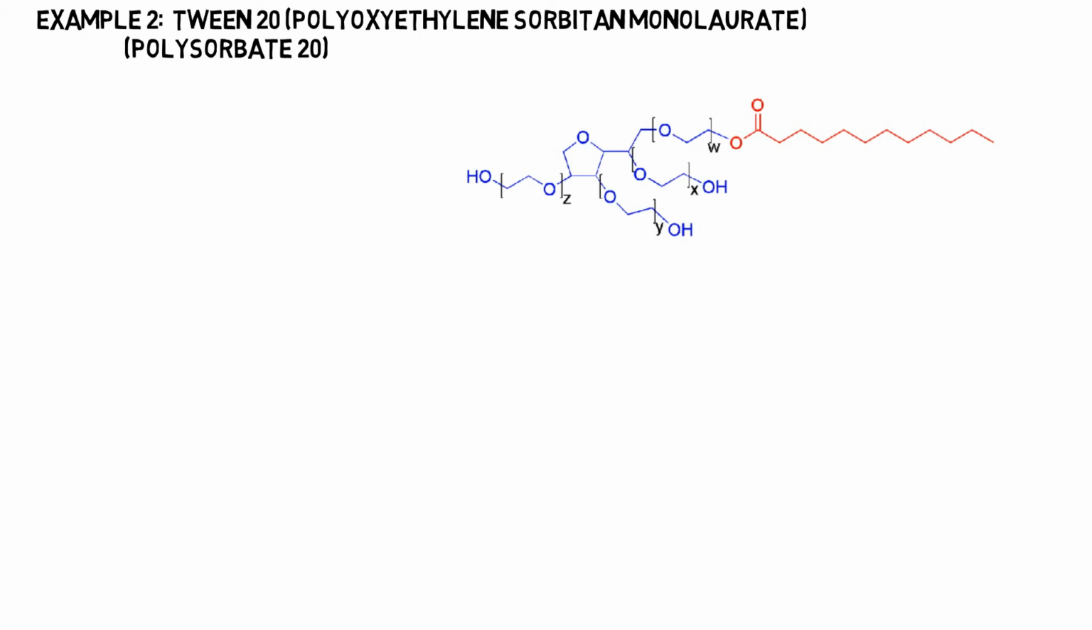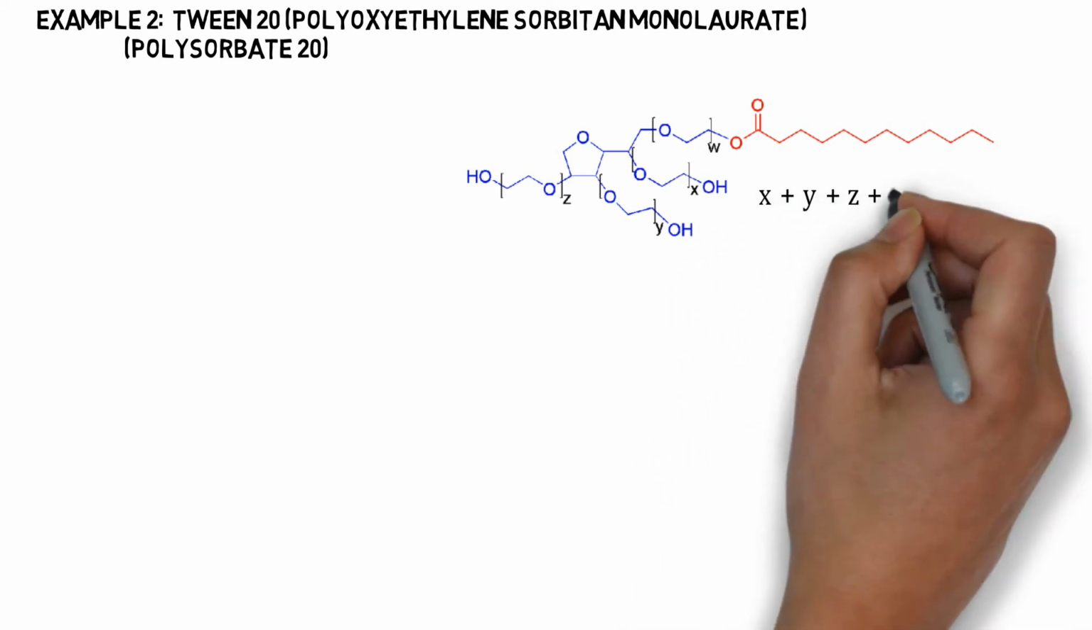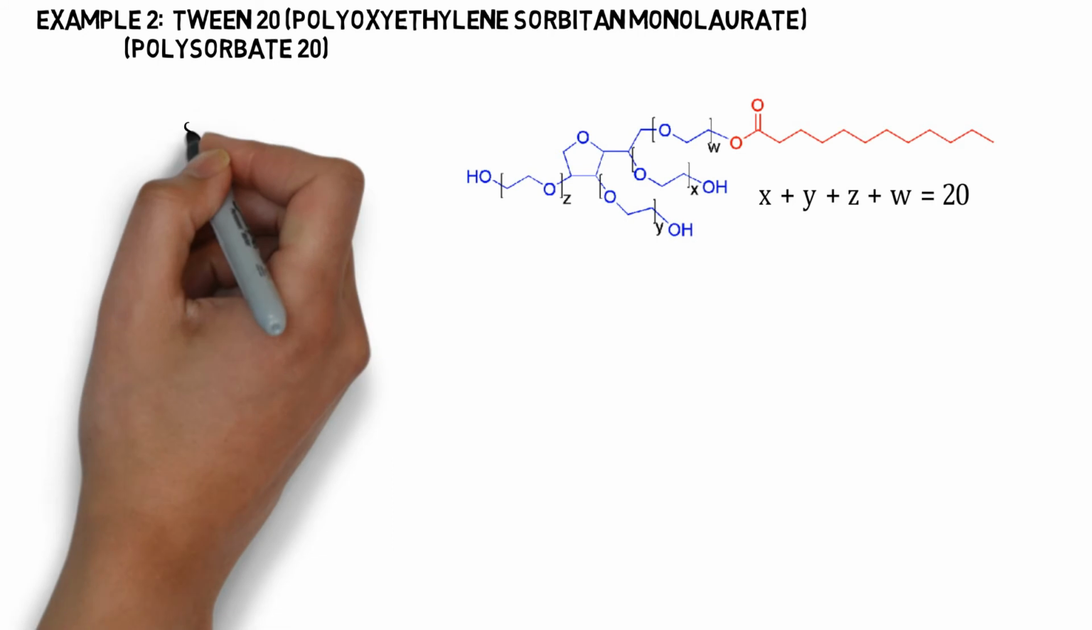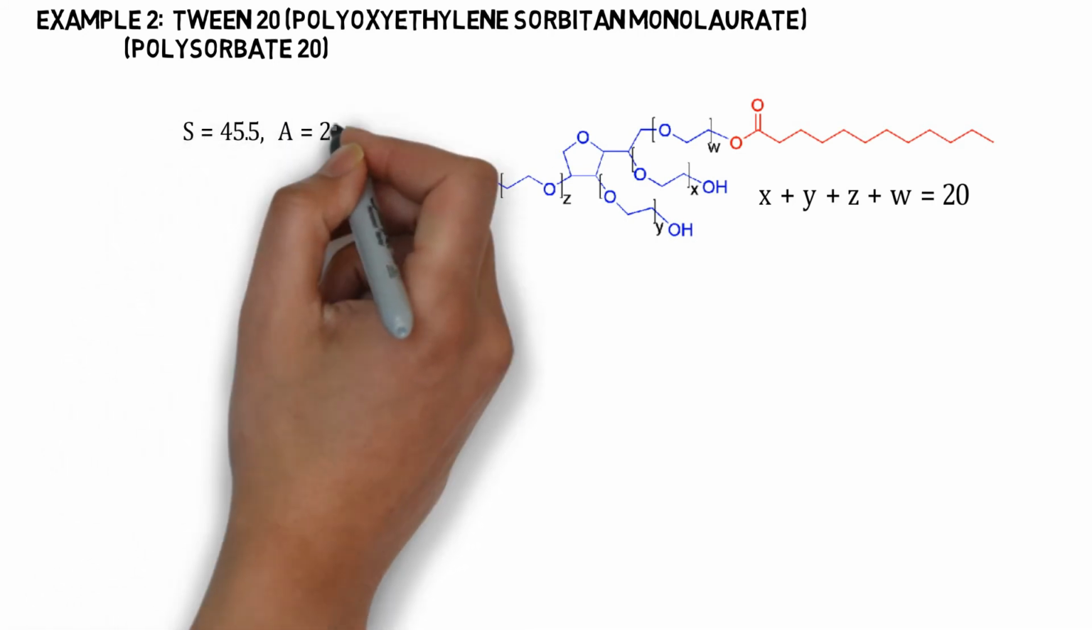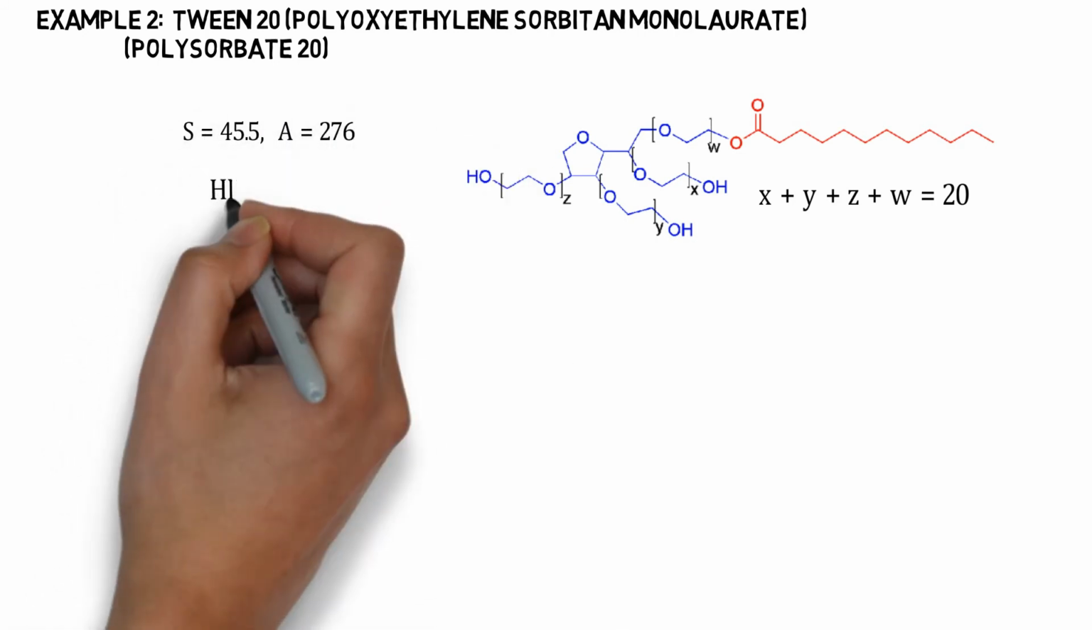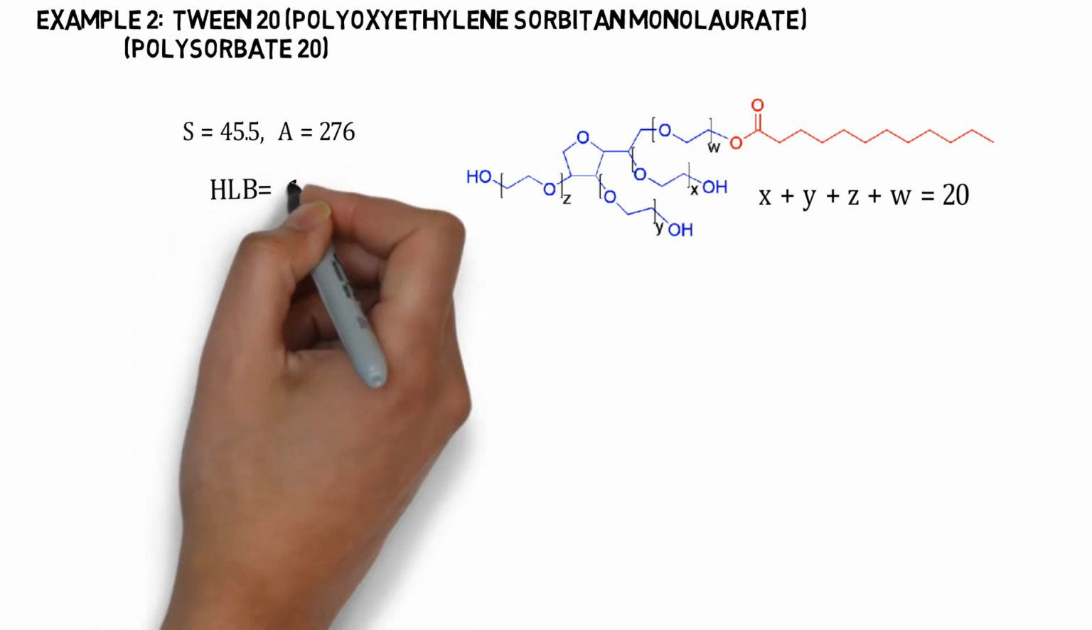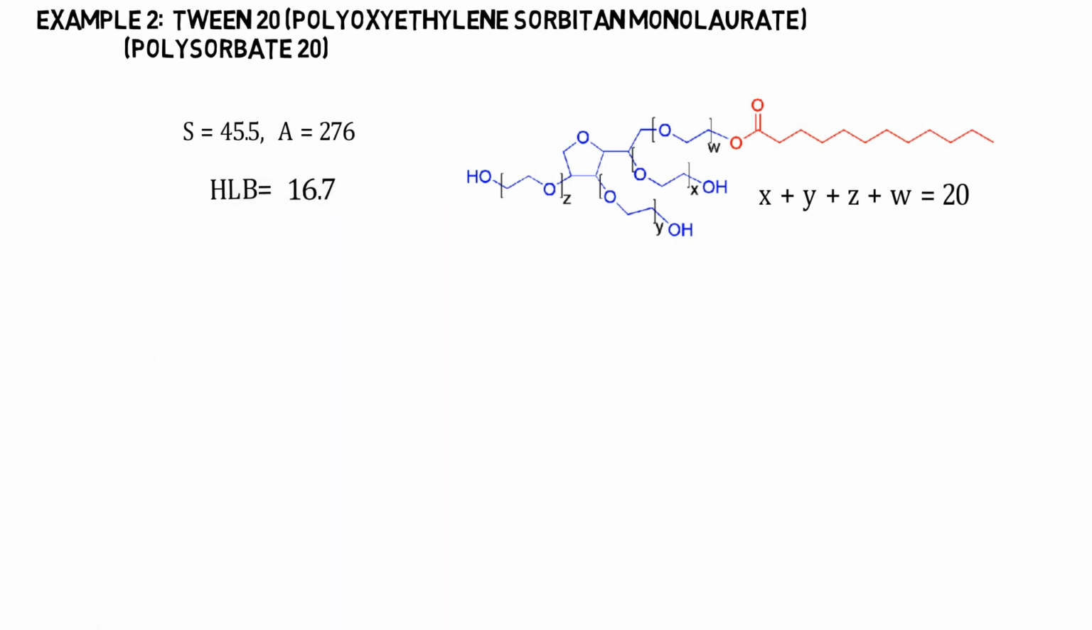Let us take another example. Now consider another polyhydroxy alcohol ester, Tween 20, which is a commercial name for polyoxyethylene sorbitan monolaurate. Its structure has been shown here. It has an S equal to 45.5 and an acid value A equal to 276. By placing the values in the formula, we end up with an HLB value equal to 16.7.